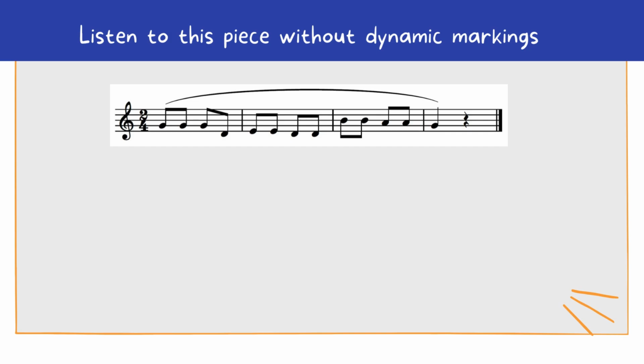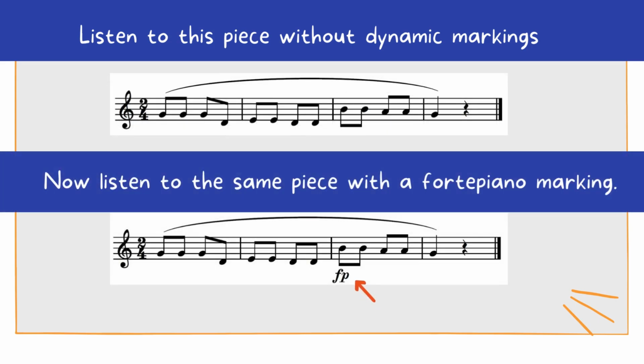Listen to a piece without dynamic markings as an example. And now, listen to how the same fragment changes with a fortepiano indication.